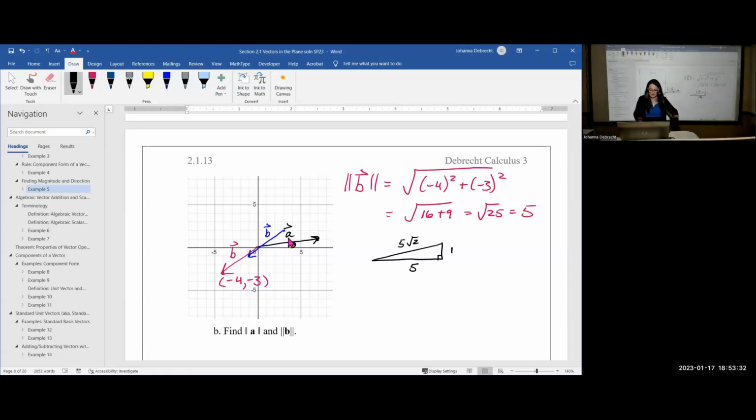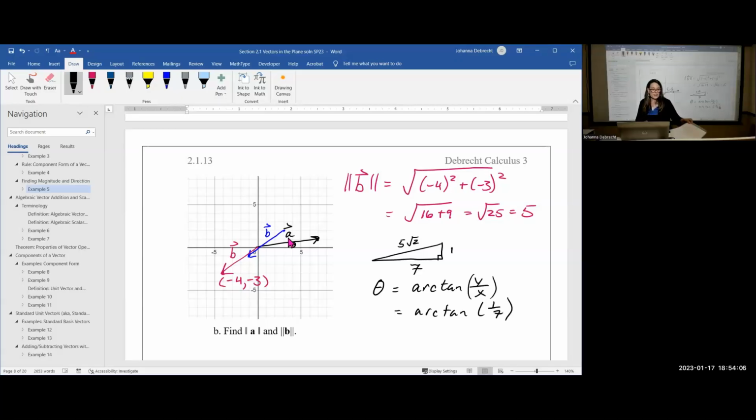those, or wait, no, not 5, 7. My bad. I got 5 on the brain. 7 to the right, up 1. And we use those to find the magnitude. Now, if I want to find theta, I need the arctangent of y over x, right? So theta is going to be equal to the arctangent of y over x. And this is going to give me the arctangent of 1 over 7.